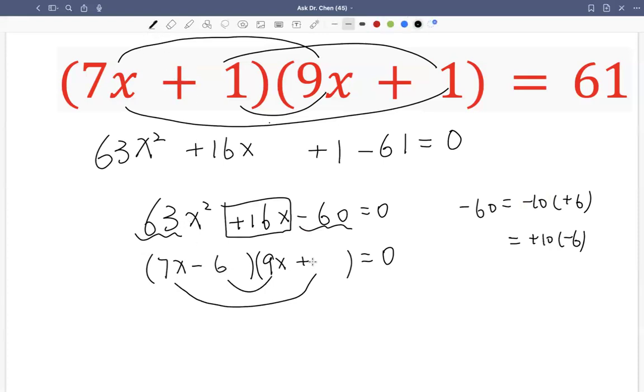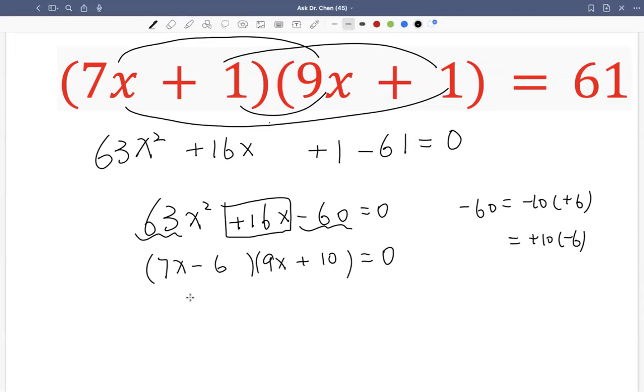So let's try the other way around. Let's try this is 6, this is 10. Then we would get a positive 70x, 6 times 9. What's 6 times 9? 54. Bingo. 70 minus 54, indeed 16. So, okay, this is the right factoring. So we're able to factor this into two factors.